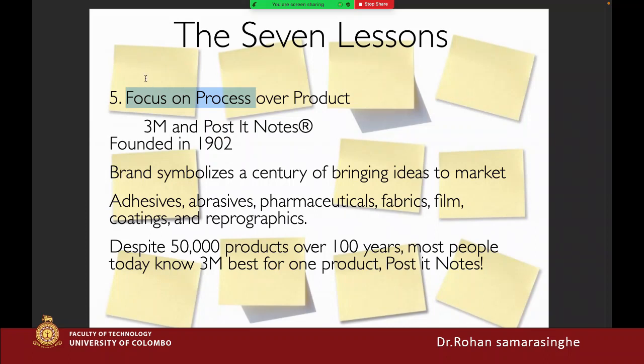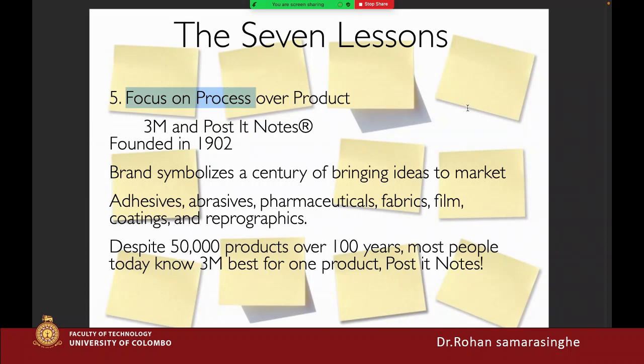Most of the time when you go to the office, some managers have these yellow pieces of paper, and you can write a short note and paste it. This is 3M Post-it notes, and the brand symbolizes a country of bringing ideas to the market. Adhesives, pharmaceuticals, then fabrics, films, and graphics. Actually, this idea is very helpful for putting up short notes.